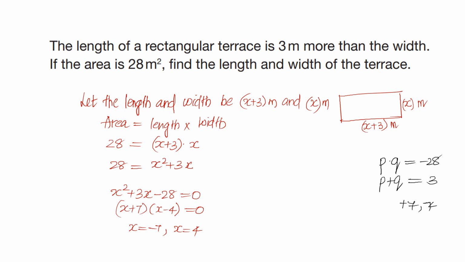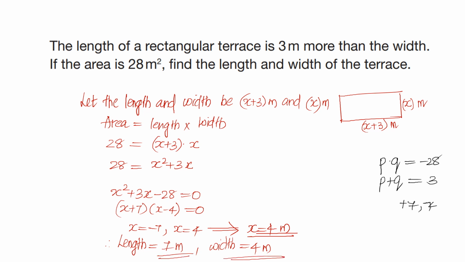Since it is a real life situation and it is the length and width of a rectangular terrace, it can't be a negative value. So therefore, we can take the length as 4 plus 3, that is 7 meters, and that is width, not breadth. So the width will be 4 meters, since we are only taking x is equal to 4 meters as our value. If x is equal to 4, the length will be x plus 3, that is 4 plus 3, that is 7 meters, and the width will be 4 meters. So this is the answer.